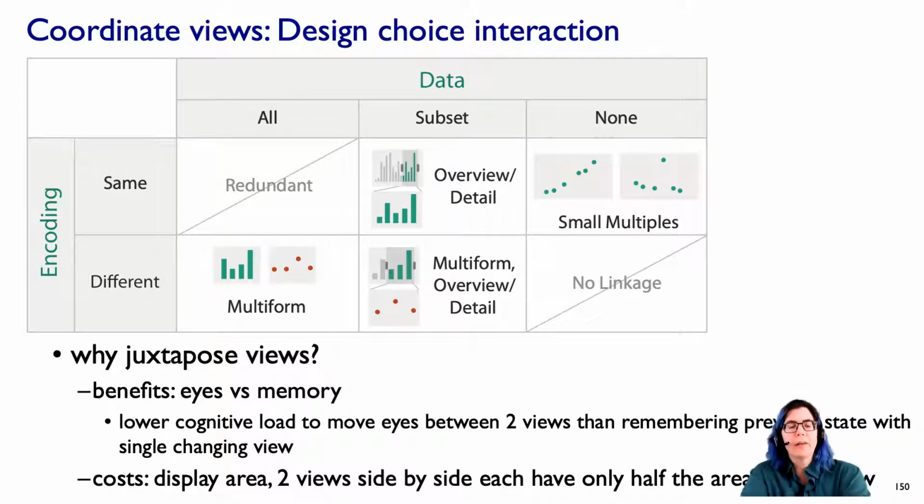Now, one thing that's worth thinking about is, why are we bothering to juxtapose views? One issue is the benefit of eyes versus memory. It's much lower cognitive load to move your eyes between 2 views than remembering some previous state within a changing view. So with just changing a view, you have to remember what you saw before. On the other hand, there's costs. Every time you add a new view, you've basically taken a display area away from the other views.